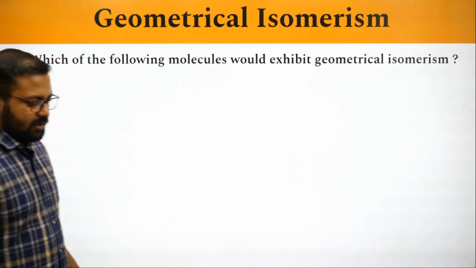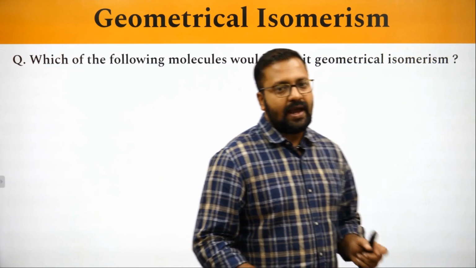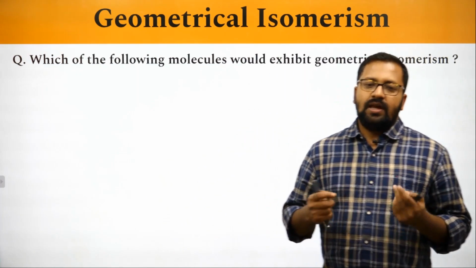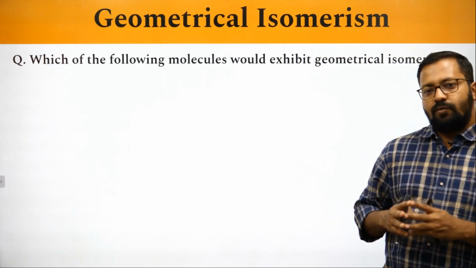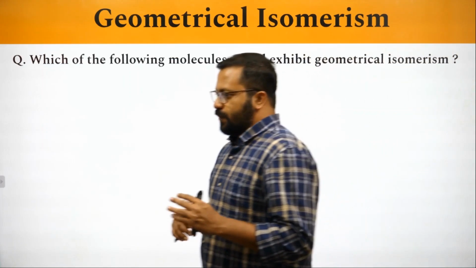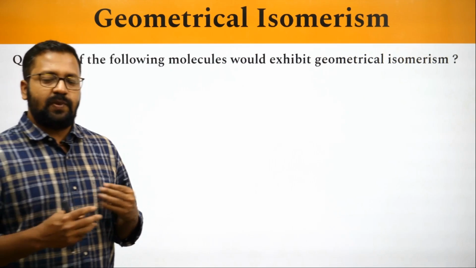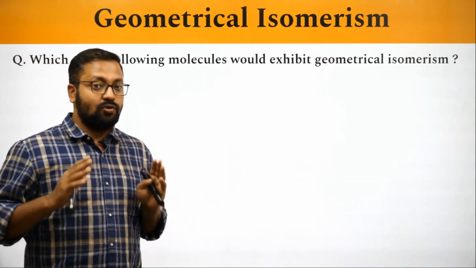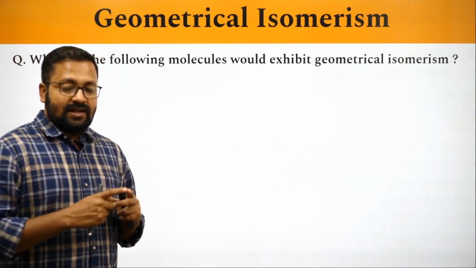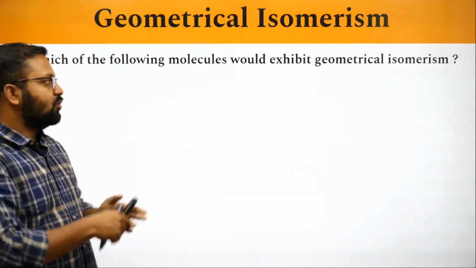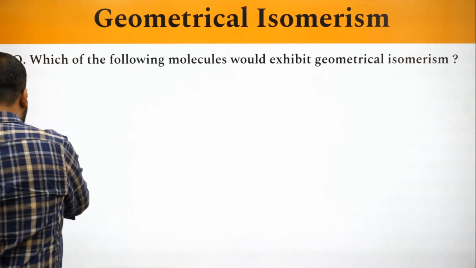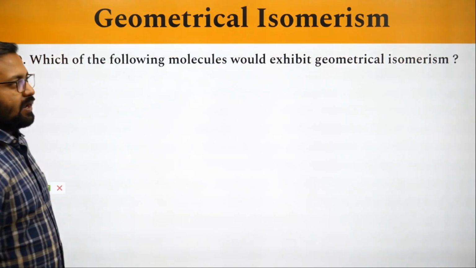So our next concept is on geometrical isomerism. Question is, how do we identify if a compound exhibits geometrical isomerism or not? Okay, now geometrical isomerism is generally expressed in planar molecules. इसको आपको याद रखना है. It is exhibited in molecules which are flat. Okay, so which of the following molecules will exhibit geometrical isomerism?